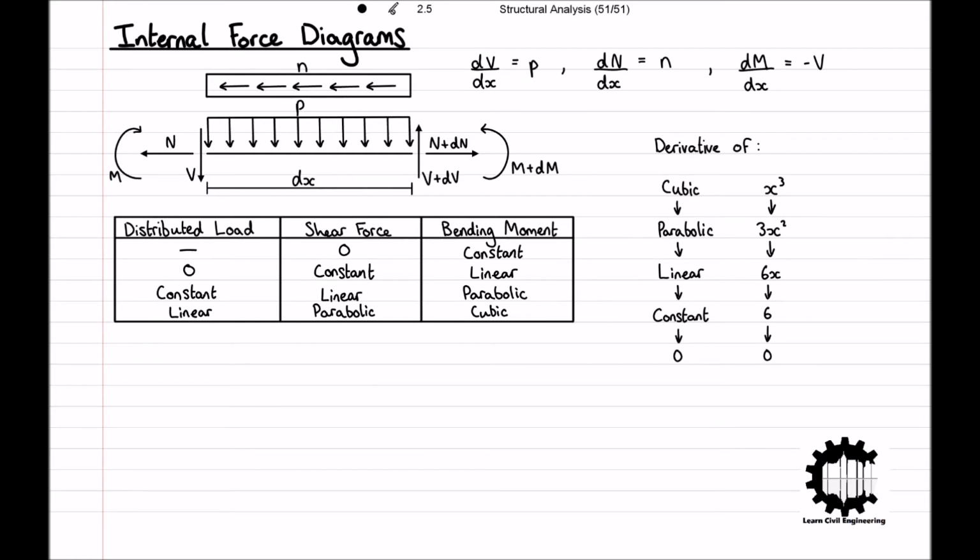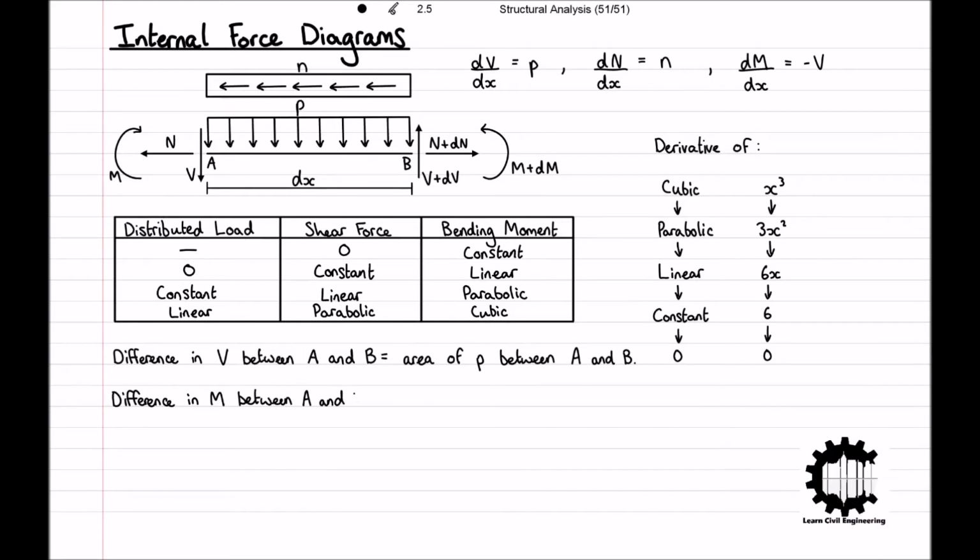And for completeness, we will conclude that for a bar from point A to point B, the difference in V between A and B is equal to the area of P between A and B. The difference in M between A and B is equal to the negative area of V between A and B. The slope of V is equal to P, and the slope of M is equal to negative V. These are the cases for moving along a bar from left to right, but if you are moving along the bar from right to left, it's simply a case of inverting the signs in these equations.